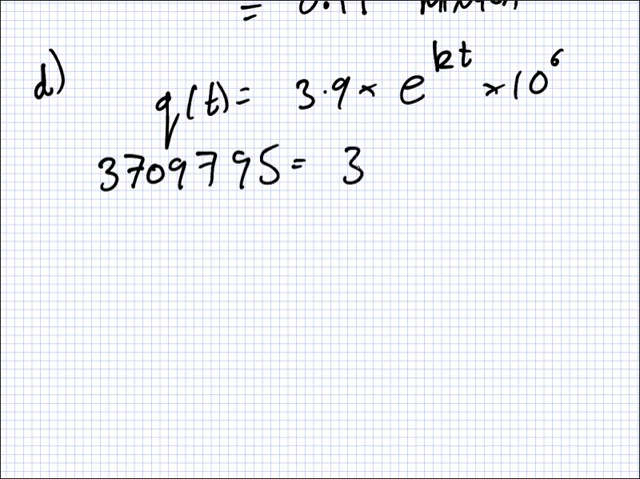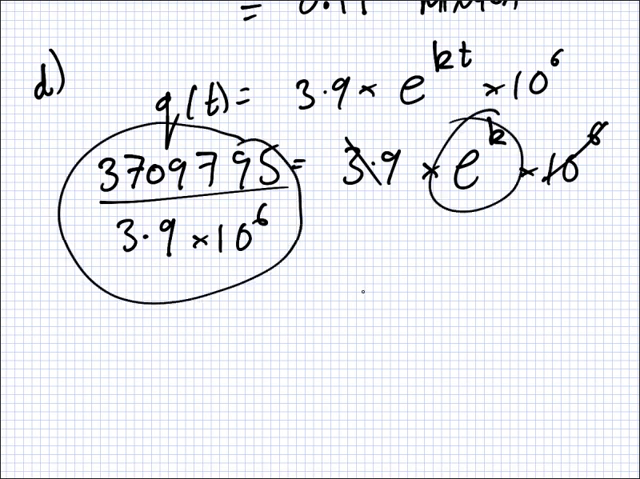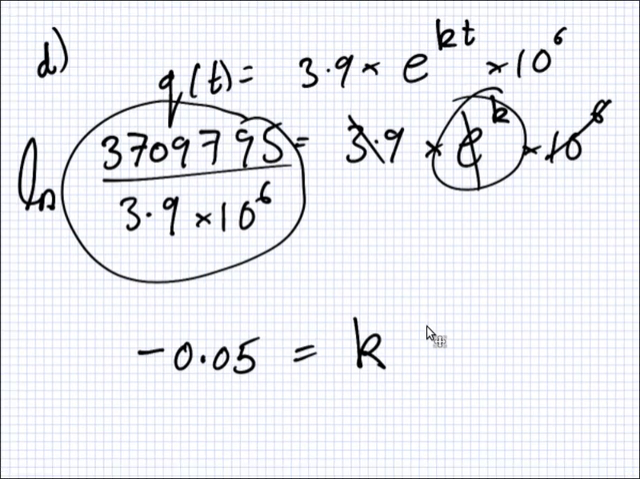So you're told that this is 3,709,795 equals 3.9 times e^(1K) times 10^6. So you'll divide by 3.9, divide by 10^6, and you get this number equals e^K. So how do you get K? You take the log of this number, and when you take the log you get roughly, to 2 decimal places, minus 0.05 is the K then. I think it was something like 499, something like that. Okay.